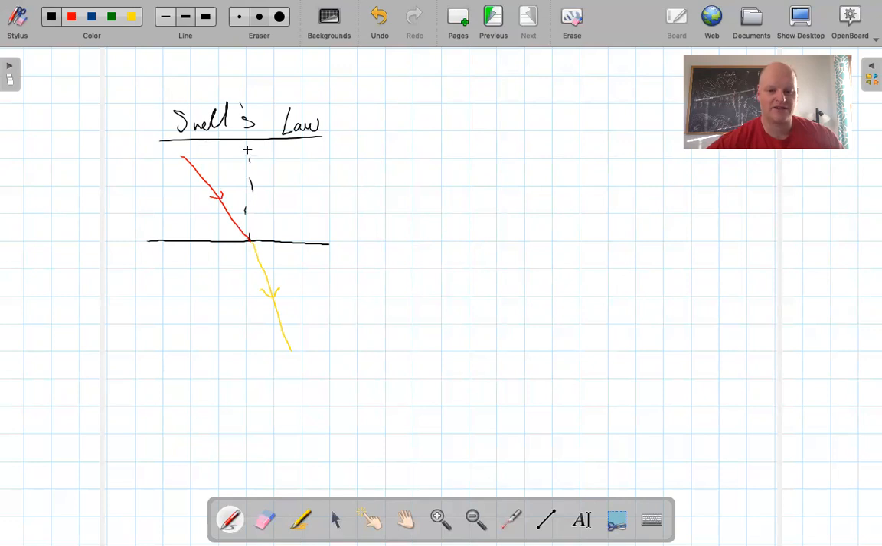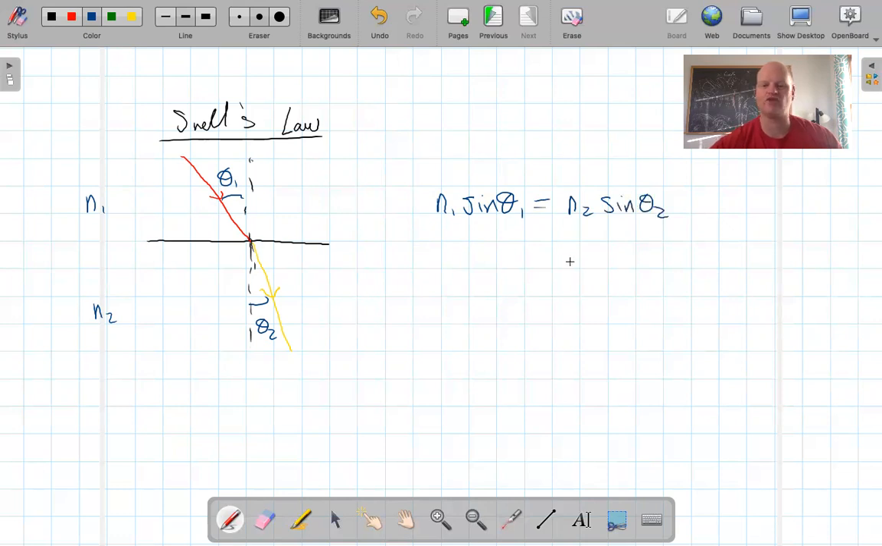What Snell's law says is, if here's my normal going through, and this is my incidence angle, I'm going to call that θ1, and this is my refracted angle, let's call that θ2, where this is index of refraction n1, and this is index of refraction n2. Snell's law says that n1 times sine of θ1, where this is the angle relative to the normal, not to the horizontal, is equal to n2 times sine of θ2. Okay.